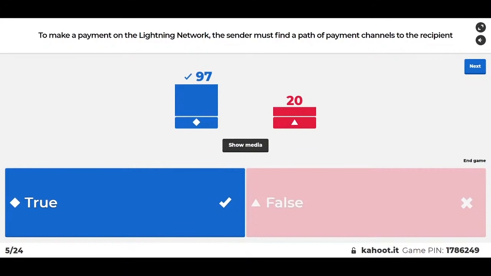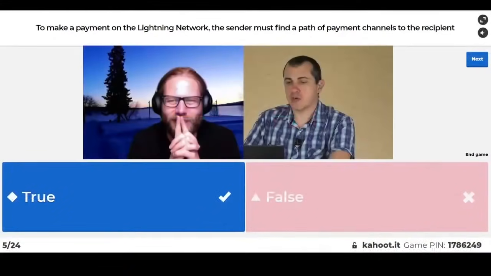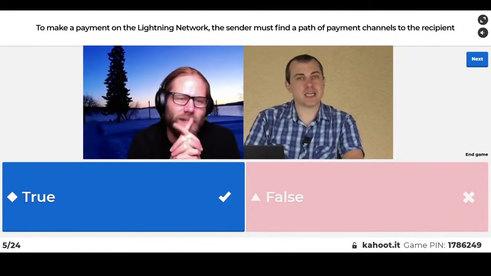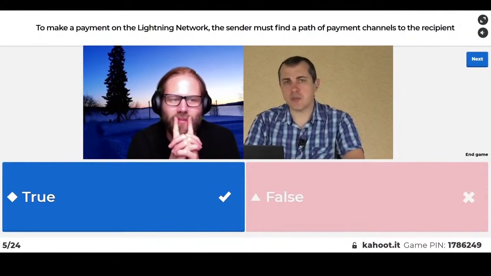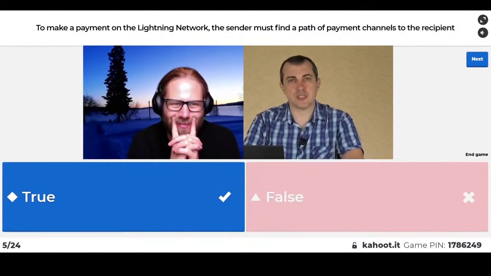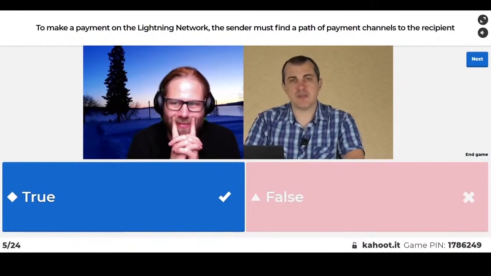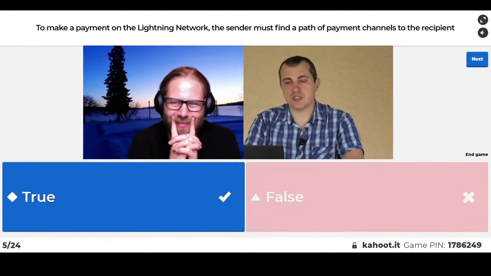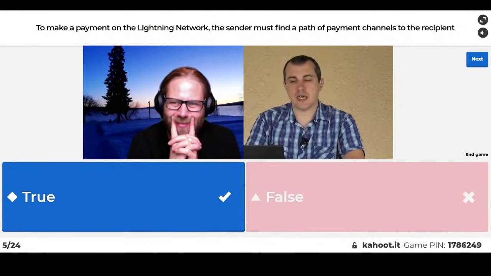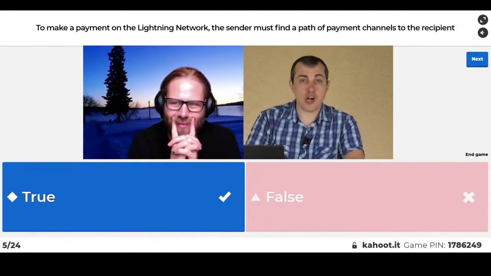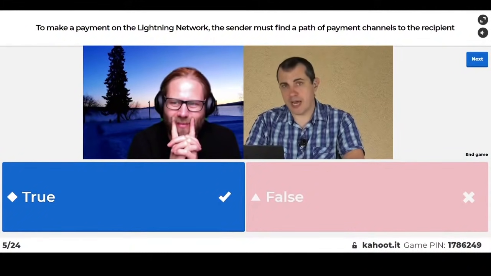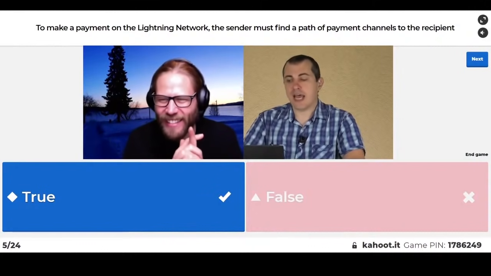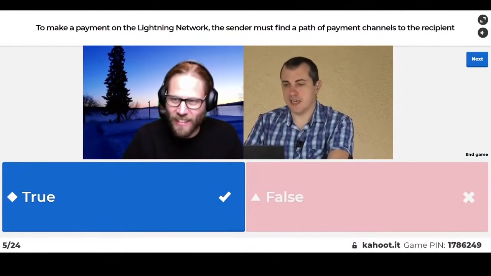Yes, the sender must find a path of payment channels to the recipient. This is called source routing, and is the mechanism that is currently used. It's not the only possible way to do routing on the Lightning Network, but because it gives us some privacy advantages as well as other advantages, it is currently what is used in the Lightning Network. The sender constructs a path, in fact, several paths, and then keeps trying them until they succeed.